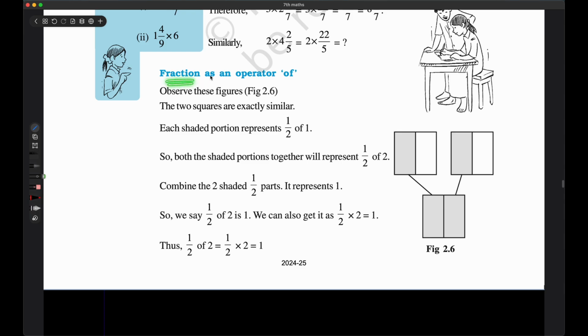Fraction as an operator of. In this topic we are going to conclude that the of operator can be replaced by the multiplication sign.